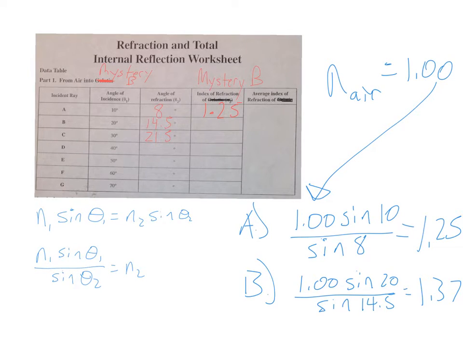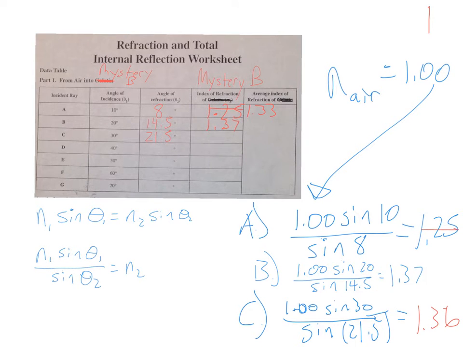All right, after doing the math for B, we see that it comes out to 1.37. Okay, and then we'll move on to C. All right, just a little note. This should have been 7.5. When I went back and looked at the data, it should have been 7.5. We should have gotten 1.33 instead of 1.25 for ray A, and then we see that ray C is 1.36.